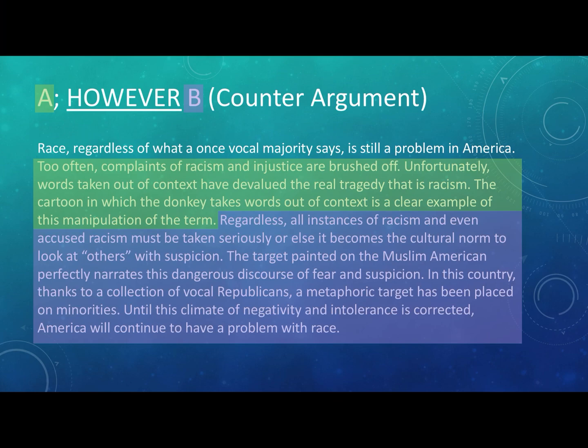So the green is my source A, which in our situation would be image B with the donkey. And it's referring to words being taken out of context. Because as you remember, the image says, the donkey says race attack, when that's not at all what the elephant was saying.